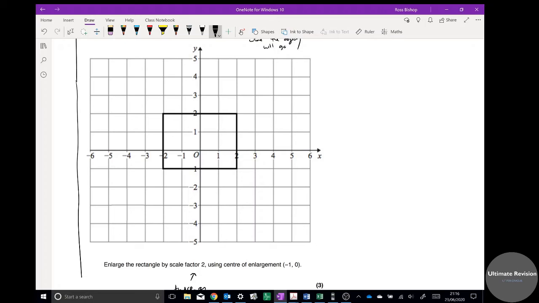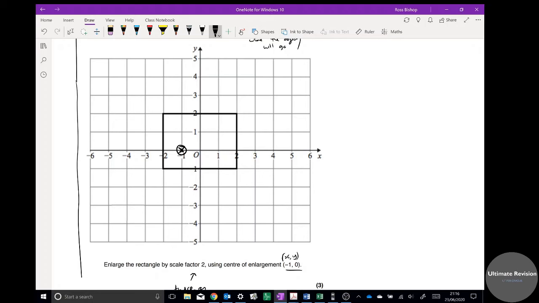Now, this has a center of enlargement though. It's a center of enlargement minus 1, 0. So I'm going to put minus 1, 0. And remember, the first digit's x, second digit's y. So minus 1, 0 is there. I'm going to make that nice and clear on my sketch, okay?